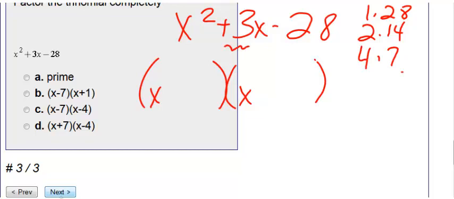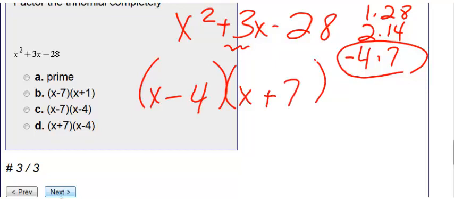Our only way to get a +3 is a -4 and a +7. When I add those together, that's the only way for me to get a +3. So -4, +7. So we get the answer D.